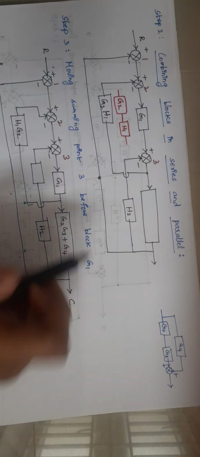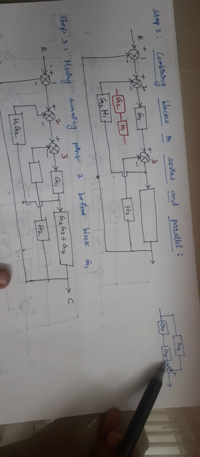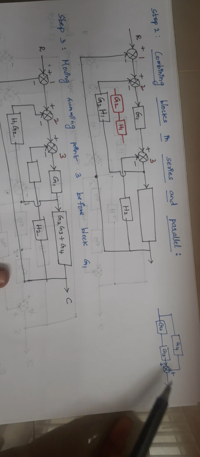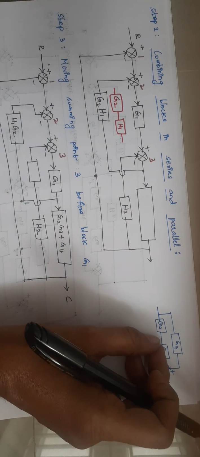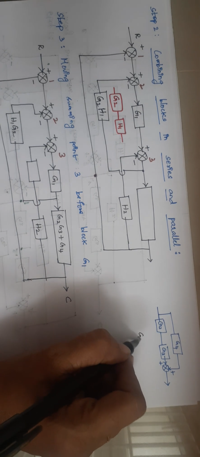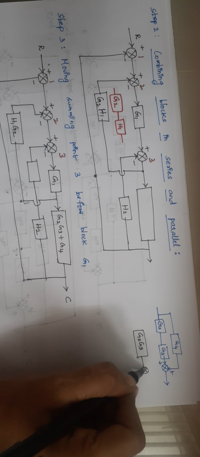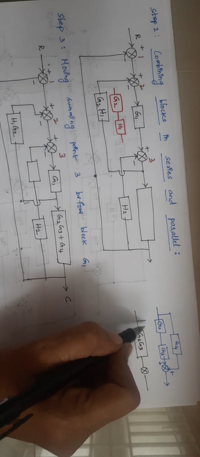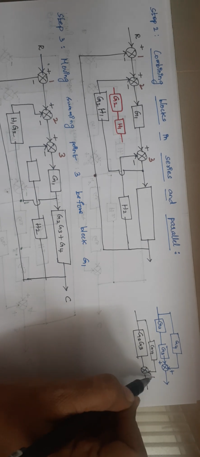And the next one is combining blocks in parallel. Here in this case we have blocks like this, that is, these two blocks are in series. So first combine these two blocks. When you combine these two blocks, you will have G2, G3 with the summing point here. And the next one here, we have G4, right?